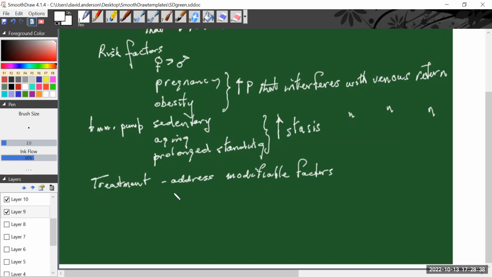And when we say address, we want to remove them, if we can, if we have that option. Can't do much about aging, can't do much about the difference between males and females. Pregnancy is temporary, so we try to use all of the factors we would use to address the modifiable issue during the pregnancy. So stay physically active, elevate the legs when you're sitting down. Those sorts of things would help to minimize the effects of the pregnancy that causes that extra pressure.